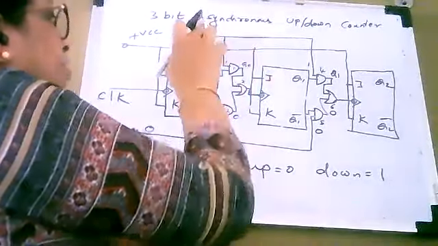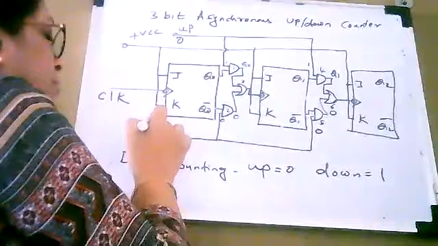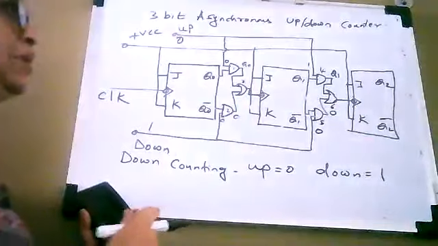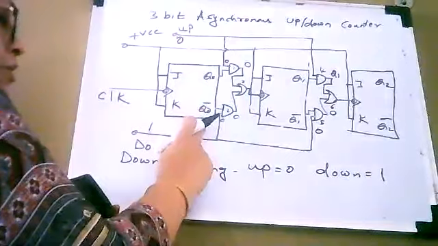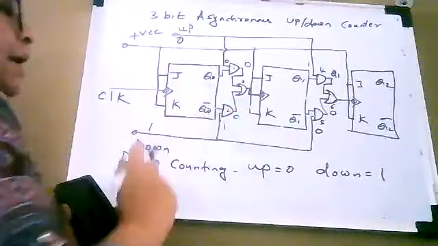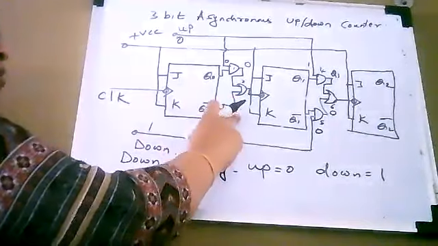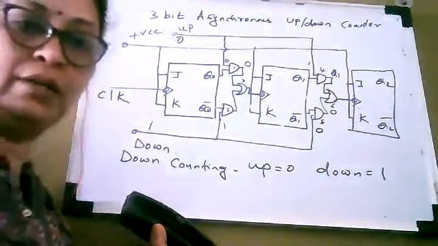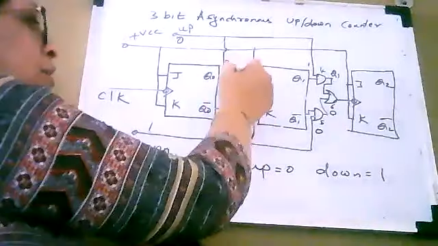In this case, now up is 0 and down is 1. So if up is 0, one of the inputs of AND gate number 1 will be 0 and therefore its output will be 0. Now down is equal to 1, therefore one of the inputs of AND gate number 2 is 1 and another input is Q0 bar. So the output of AND gate number 2 will be Q0 bar into 1, which is equal to Q0 bar.